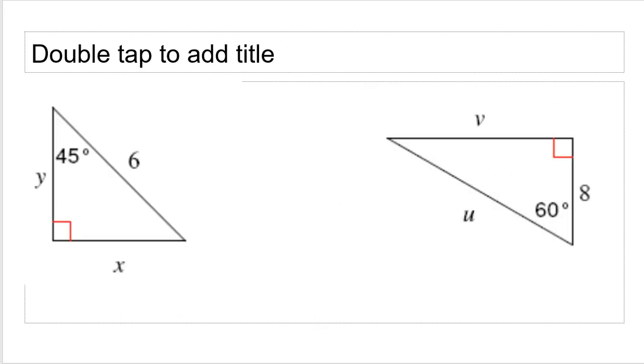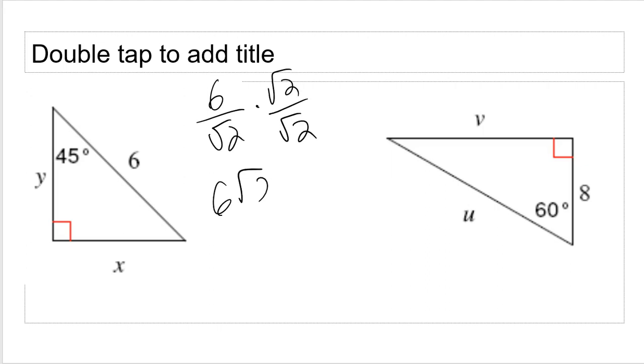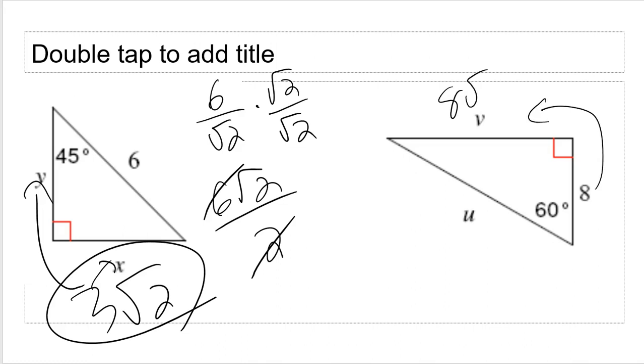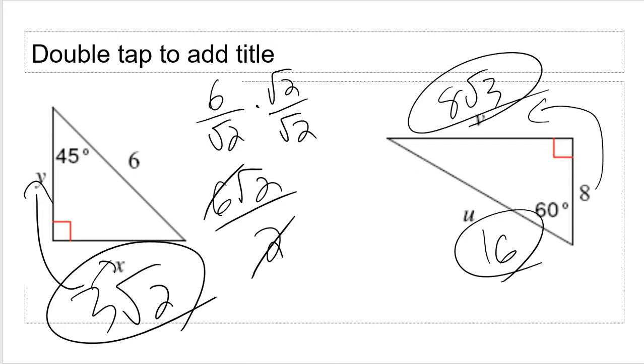6, this is another one just like the one before. We take 6 divided by root 2. Got to multiply top and bottom by root 2. Got 6 root 2 divided by 2. 3, so it's 3 root 2 for both of them. This one, 8. This is my smallest one. To go from here to here, just include that root 3. And here's my 16, because I multiplied by root 2.